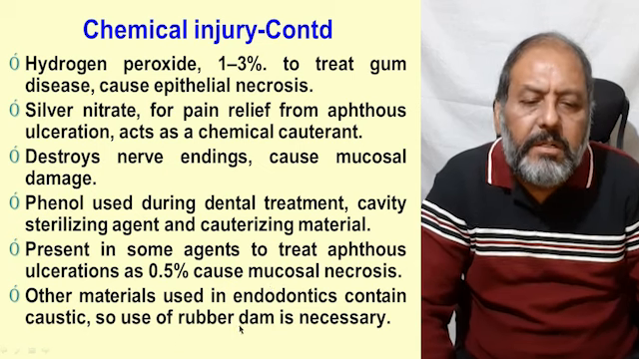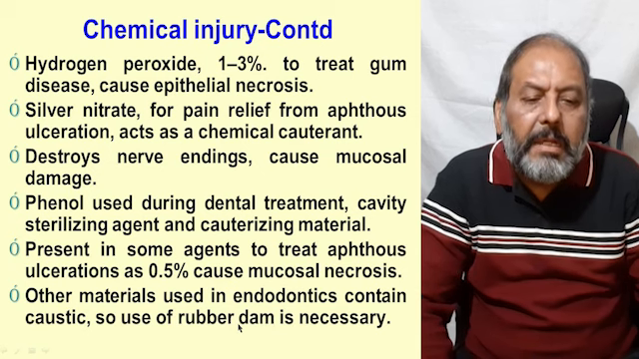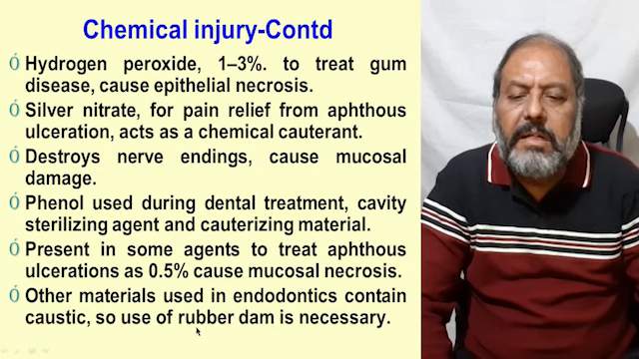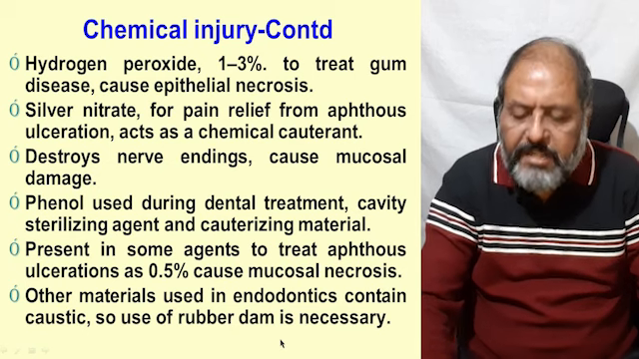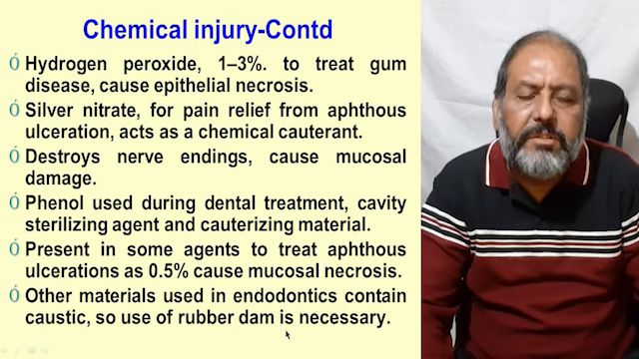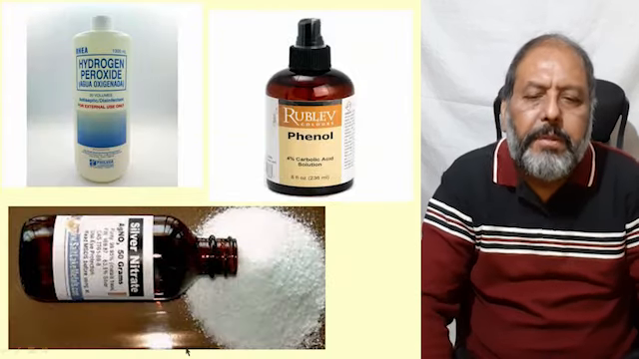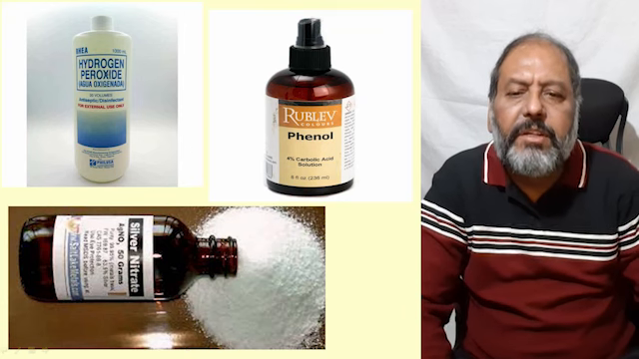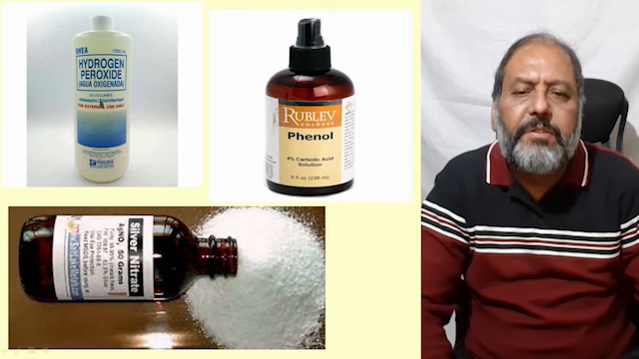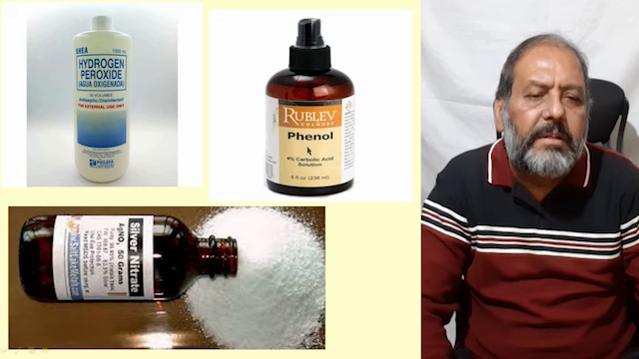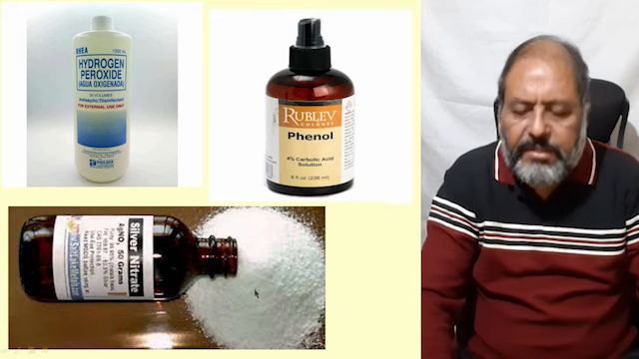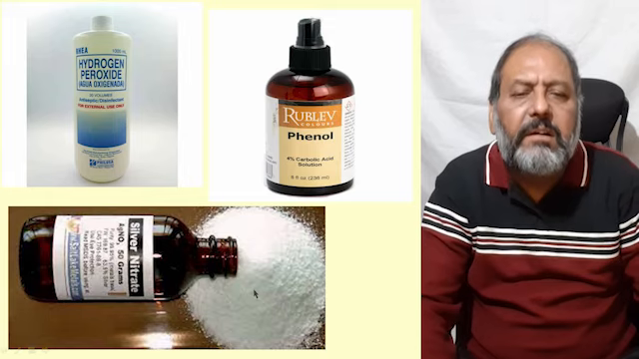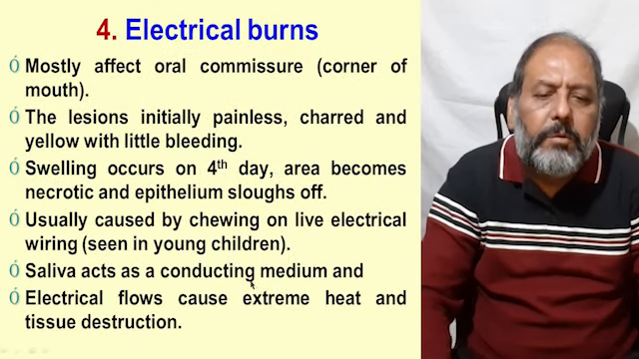Other materials used in endodontics contain caustics, so use of the rubber dam is necessary to protect from this caustic injury. So here one can see the hydrogen peroxide which is being used causing the ulcer, and the phenol and the silver nitrate. These are all notorious for causing ulceration in the mouth.